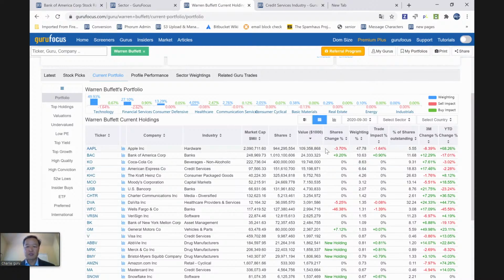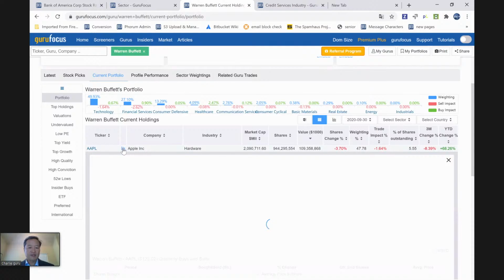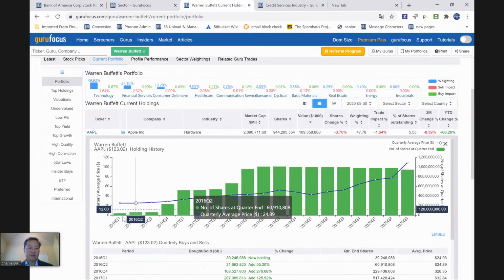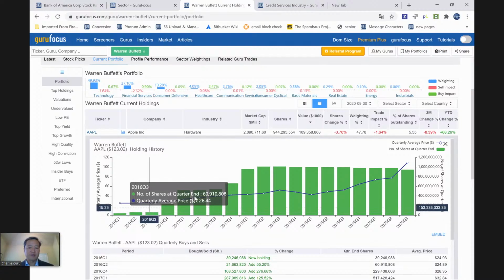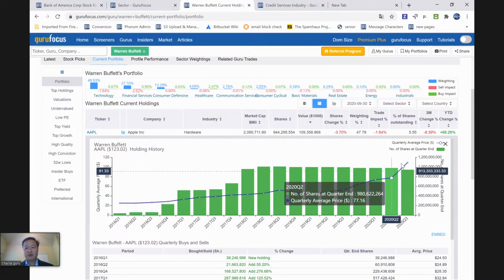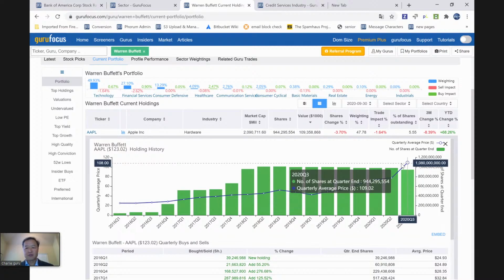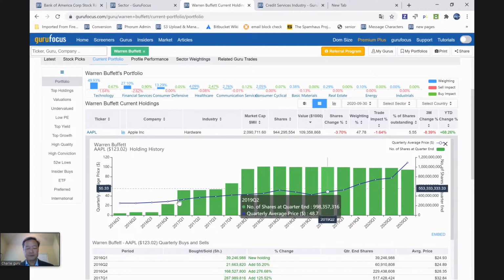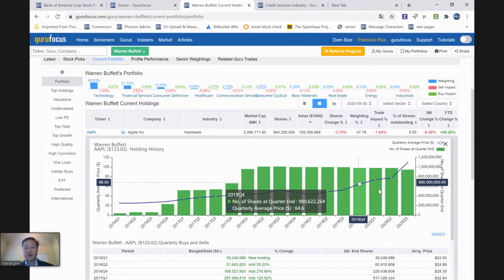If you want to know, actually just click on it. Click on this bar to show you the history of when he started buying Apple. Actually, in 2016, the price he bought at was here, at 23. Of course, Apple now is about 109. You can see that's the history of him buying this stock.